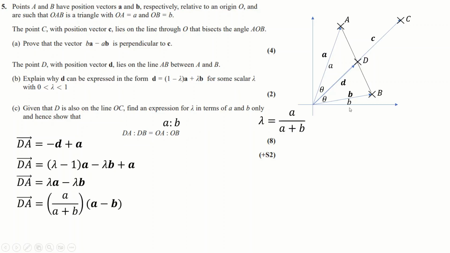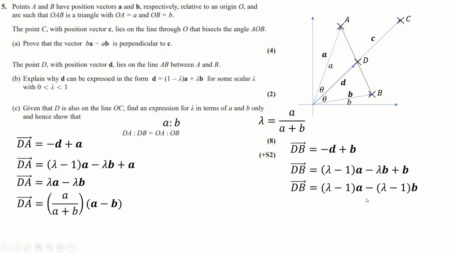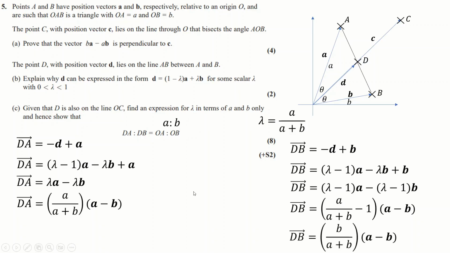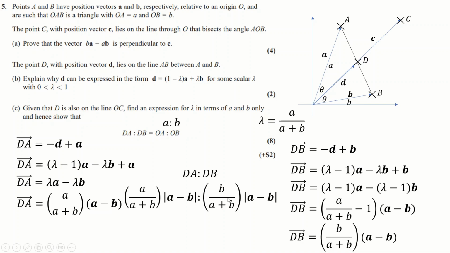Now dB, same thing, it's just minus d plus b, which is this, which is this, which is this. Factorize out the lambda minus 1. Now 1 is a plus b over a plus b, so this is a minus a plus b, so that's just b over this, and we get that. Now the length dA is just this times the length of a minus b, and the length of dB is that times the length of a minus b.